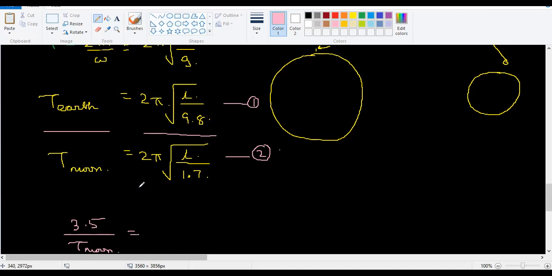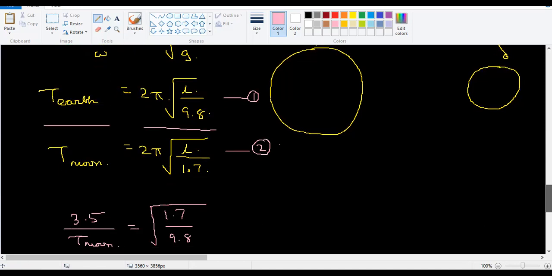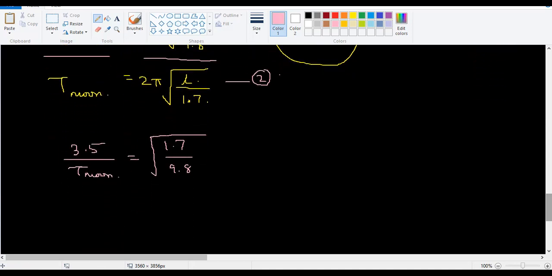2 pi cancels. Square root will not cancel. The square root will be there, but square root L and square root L will cancel. The 1.7 will go to the top. But don't forget the square root will be there. Do this math and we'll get the answer.